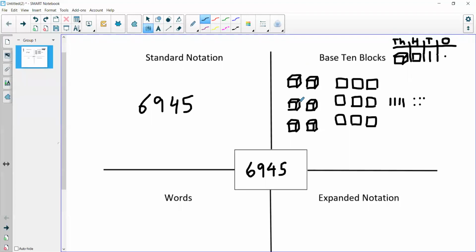As you can see, I have drawn 6 thousands, 9 hundreds, 4 tens to represent 40, and 5 ones. That's how you use base 10 blocks to represent 6,945.